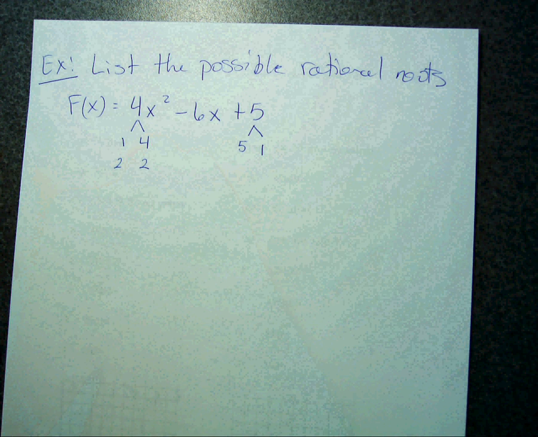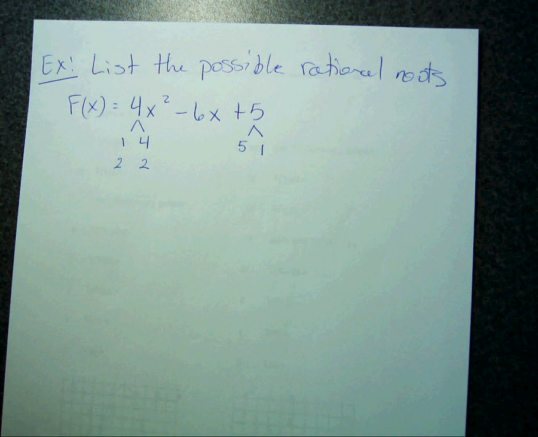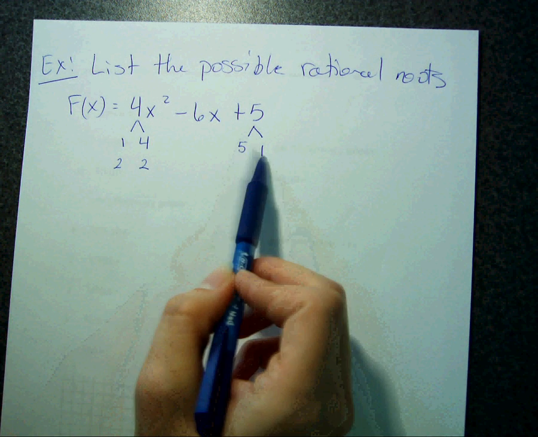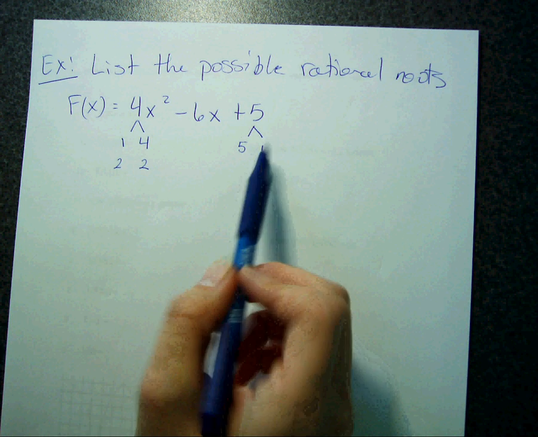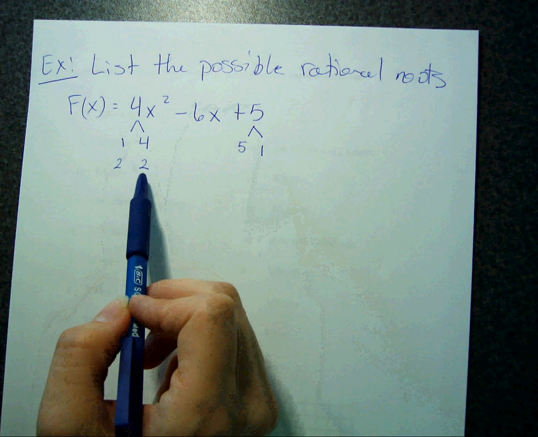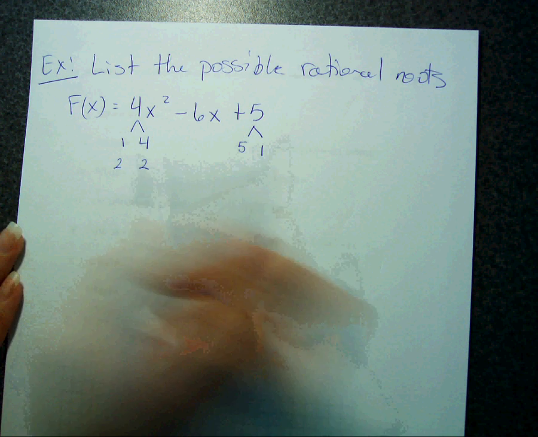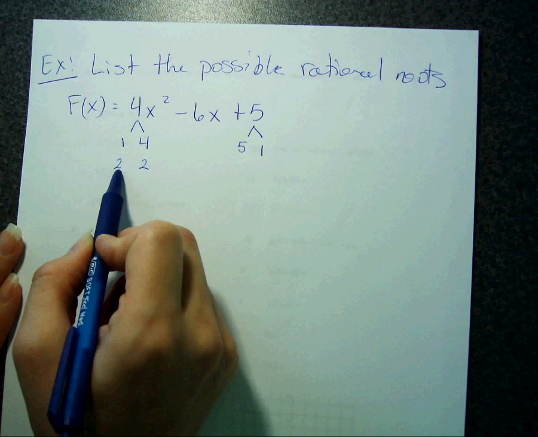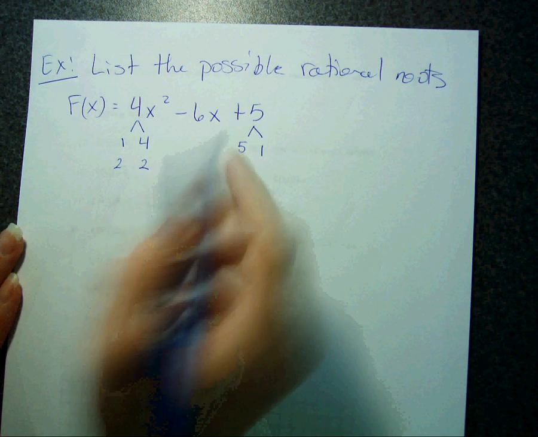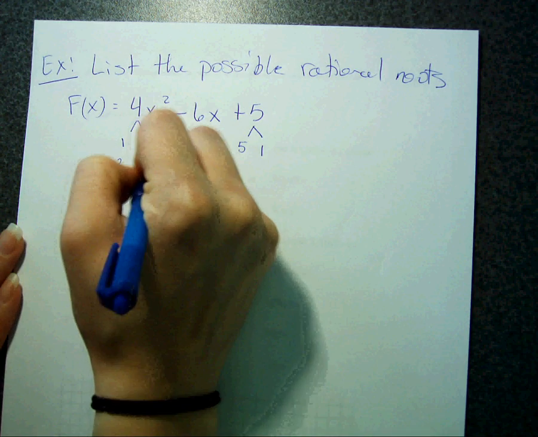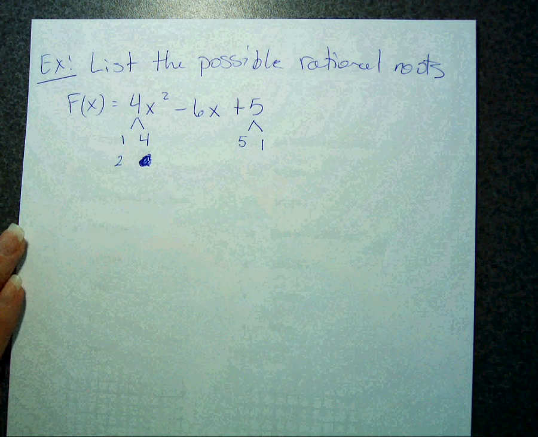So to find all of my possible rational roots, I'm going to take each one of the factors of the plain constant and put it over each one of the factors of the leading coefficient. If I have a factor that repeats, like I do here with the 2's, I only need to worry about one of them. All right, so I just have 1, 4, and 2.